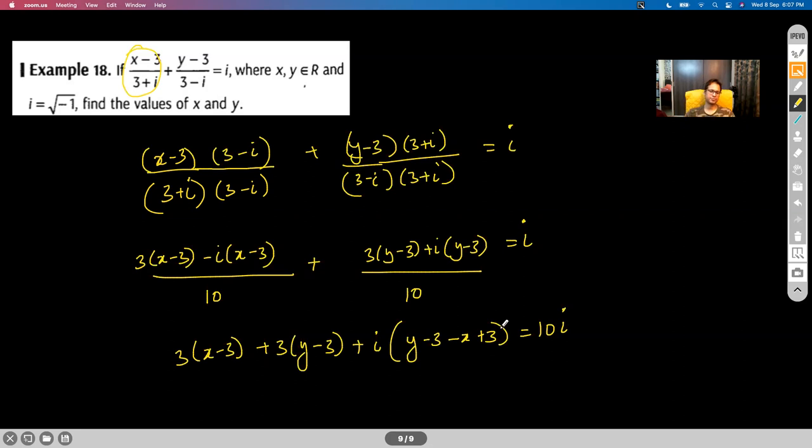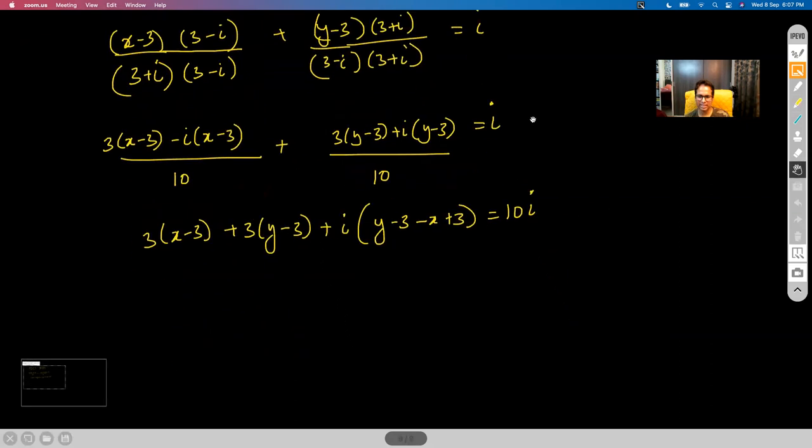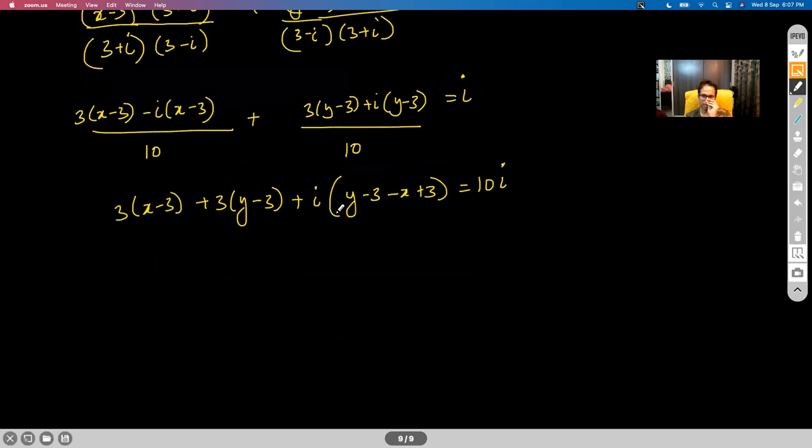Am I right? I have taken the LCM of 10, and 10 I have sent it to the right side. And this is what we see. Now, please pay attention here. Here, you have to use your comparison of complex numbers. So, there are two complex numbers. This is one complex number and this is another complex number.